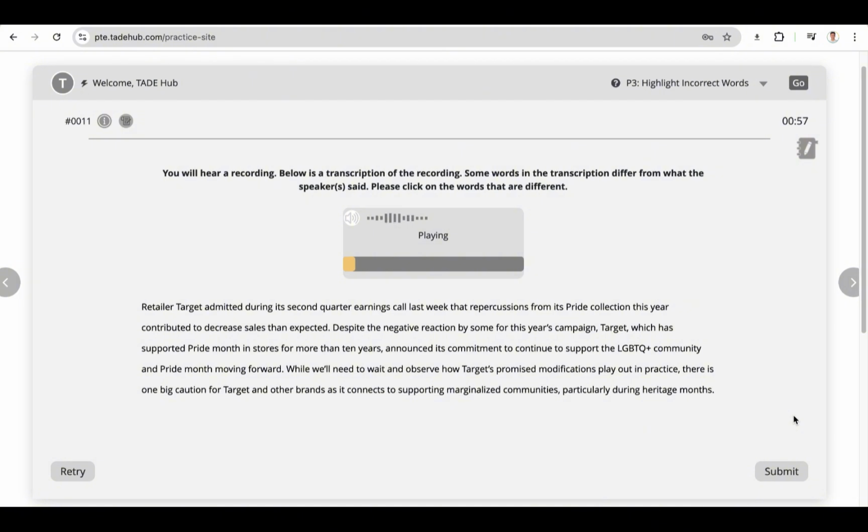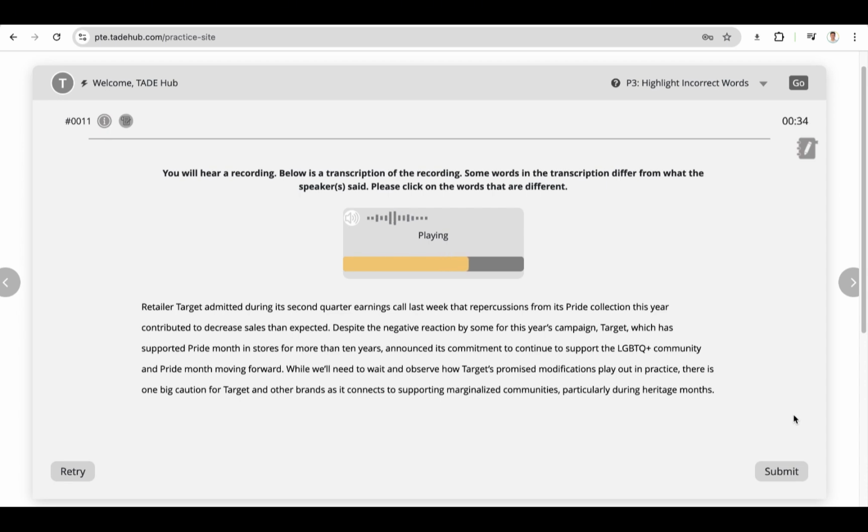Retailer Target admitted during its second quarter earnings call last week that backlash from its Pride collection this year contributed to lower sales than expected. Despite the negative reaction by some for this year's campaign, Target, which has supported Pride Month in stores for more than 10 years, declared its commitment to continue to support the LGBTQ+ community and Pride Month moving forward.